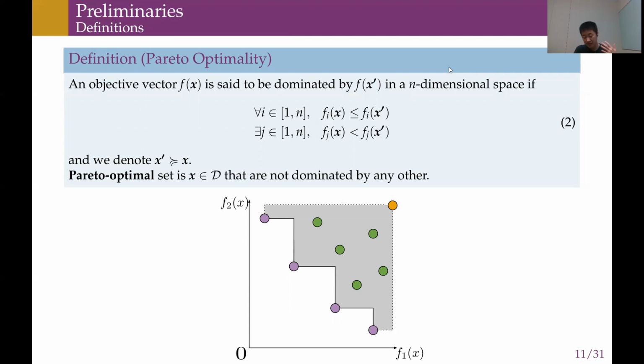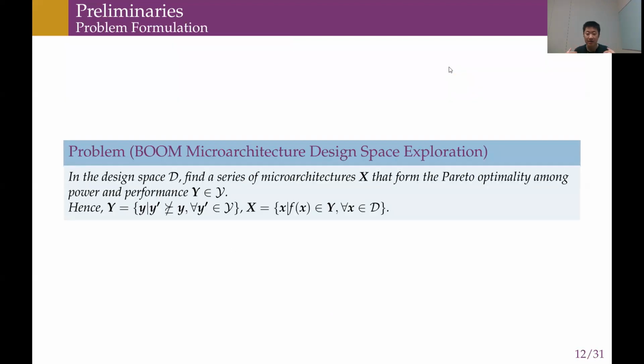Up till now, our problem can be formulated like this: in the design space D, find a series of microarchitectures X that form the parallel optimality among the power and performance. And it can be expressed as this kind of mathematical expression. So based on the definitions and our problem, we use BoomExplorer to solve it. And I have summarized 3 highlights of how we solve it.